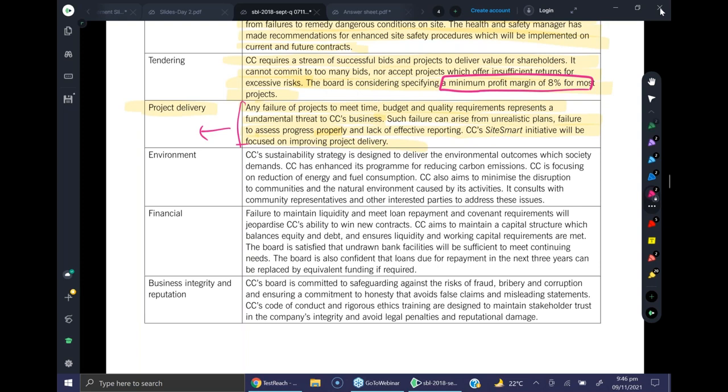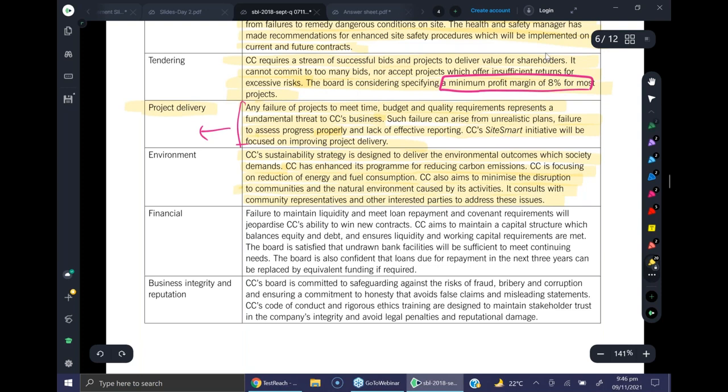Next, we have environment risk. CC's sustainability strategy is designed to deliver the environmental outcomes which society demands. CC has enhanced its program for reducing carbon emissions. CC is focusing on reducing energy and fuel consumption. CC also aims to minimize the disruption to communities and the natural environment caused by its activities. It consults with community representatives and other interested parties to address these issues.